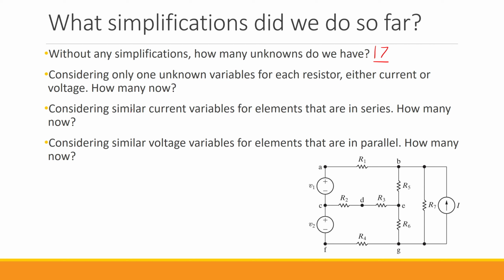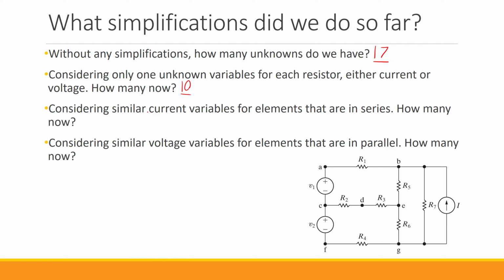Now, considering only one unknown variable for each resistor, either current or voltage, how many unknowns did we have? We had 7 resistors. If we only needed to know their current or voltage, that reduces 7 of the equations. So we have 10 unknowns now.